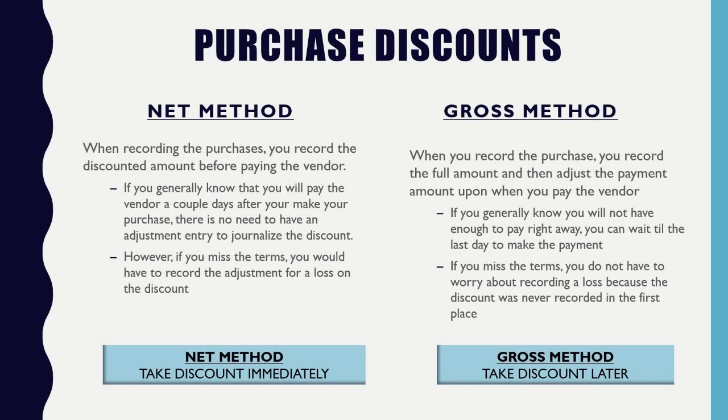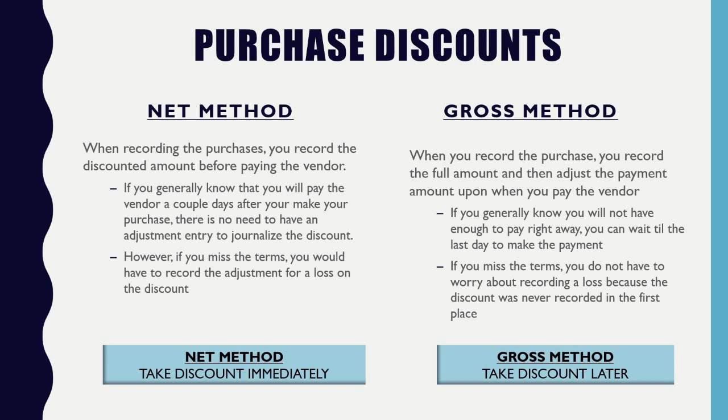So for the gross method, you record it at the original price until the day that you actually pay for it. You determine whether you receive the discount or not, okay? This is where you don't determine the discount until you pay. Where the first one is, you take the discount beforehand so you can save yourself an extra journal entry, and you just pay your vendor accordingly, okay?